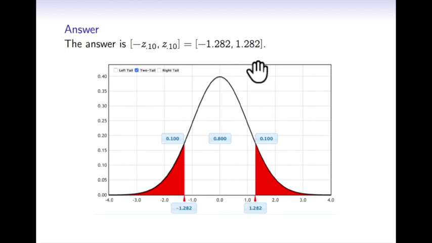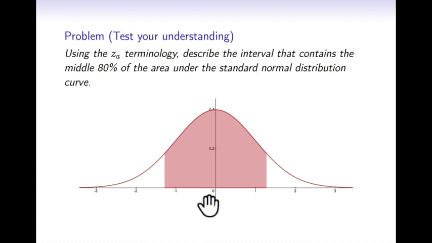When you have StatKey do the calculation, it shows that that goes from negative 1.282 to 1.282. And there's the picture that goes along with it. There's our 80% in the middle, and our two 10% carved out into the left and to the right. So if we want to get a middle 80%, we have to think of the residual part, the 20%, being divided equally into the right and to the left tails.